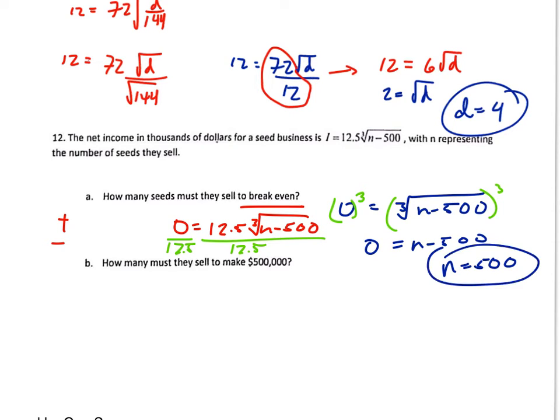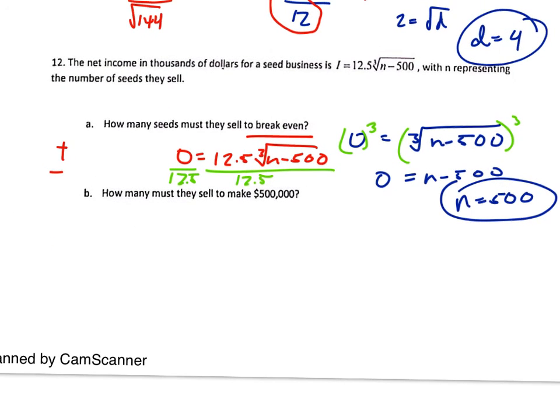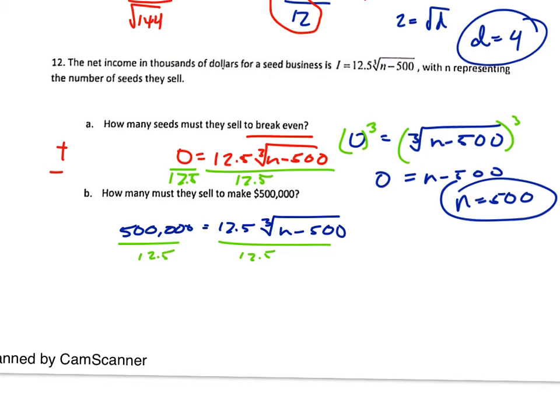So 500 seeds is what they have to sell to break even. And then B is the exact same question, except instead of breaking even, we're going to solve that with $500,000 on one side. And my steps are still the exact same. We need to divide by the 12.5, divide 500,000 by 12.5, and you get 40,000 equals the cube root of n minus 500.